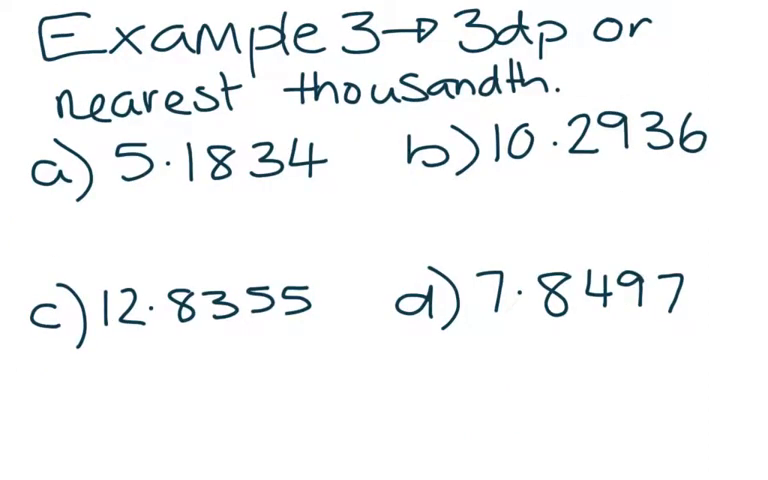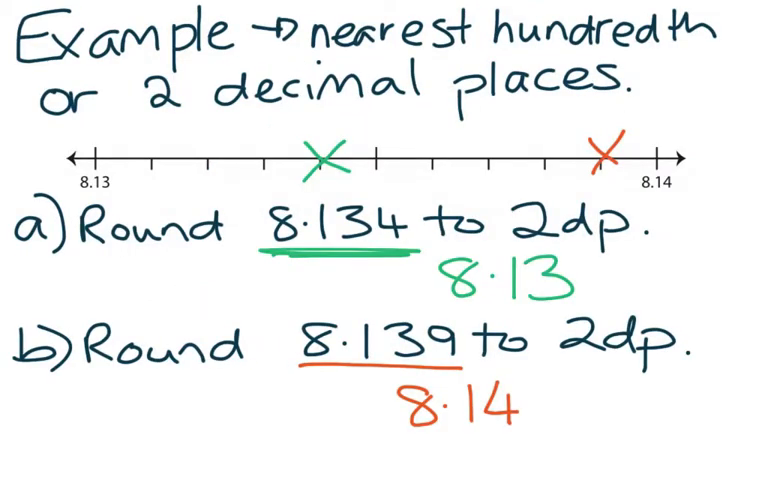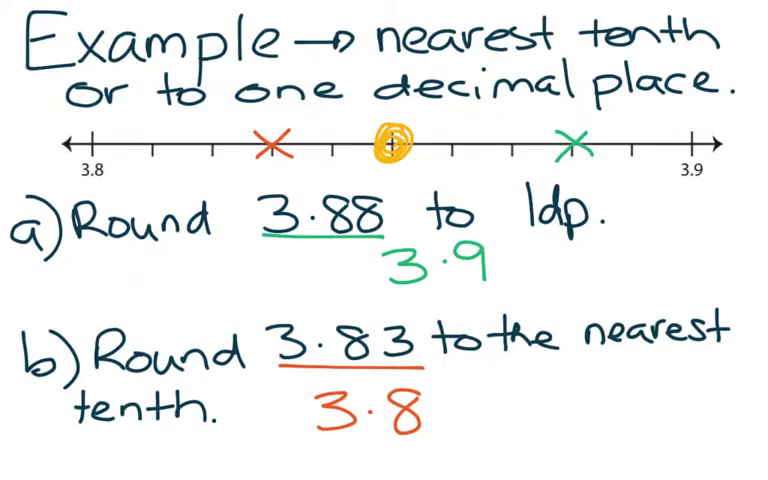So with example 3, going to 3 decimal places or the nearest thousandth, you can see in the previous example, the determining factor was that final number. So if we're asked to go to 2 decimal places, we were looking at the number 4 there, that is what determines whether or not we go to 8.13 or 8.14. So here it was the 9. And if we go back, when it was going to 1 decimal place, it was the second number after the decimal point that told us whereabouts it was on the number line, in which case, where was it closer to?